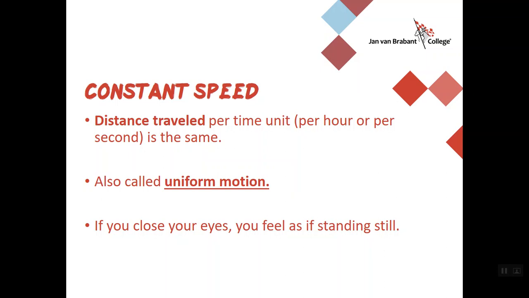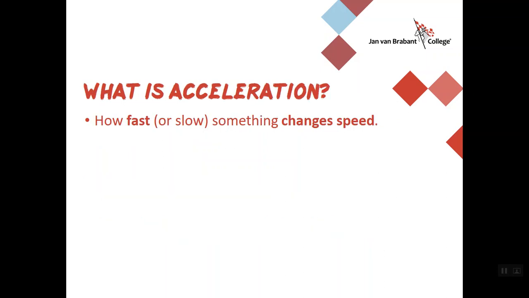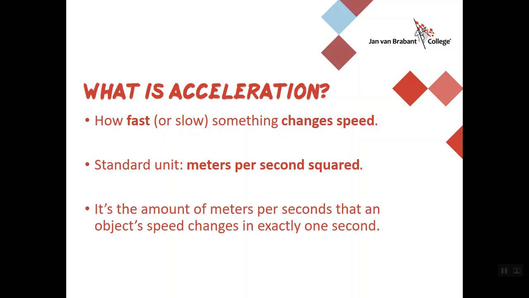Before we discuss that, let me explain what acceleration is. You can think of acceleration as how fast or how slow an object's speed is changing. The larger the acceleration, the faster its speed will change. For acceleration, the standard unit is meters per second squared. And you can also say that acceleration is the amount an object's speed changes per second. Let's have a look at another example.